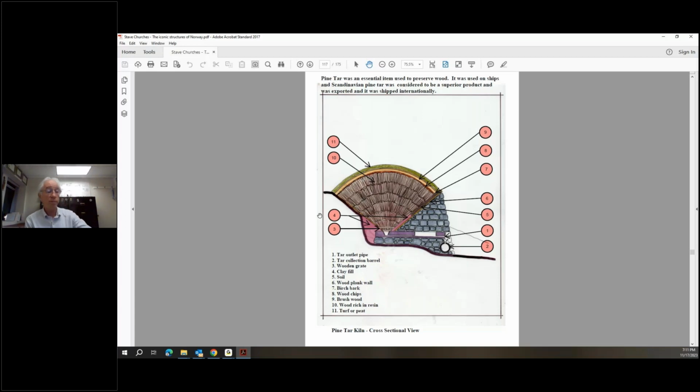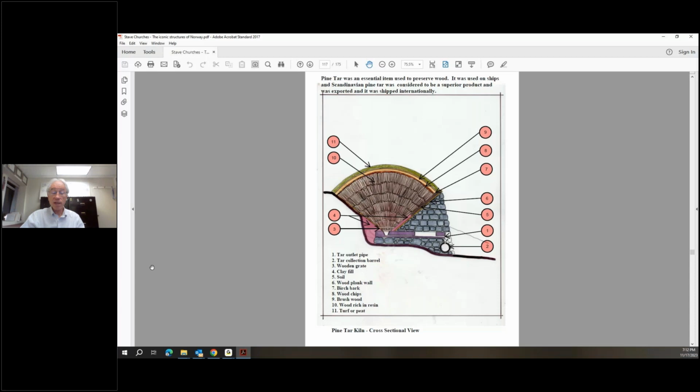So the Scandinavians, not just Norwegians, but the Finns and the Swedes and the Danes all utilized pine tar as a way to preserve things. They also did other things with it, but we won't discuss those here. They had many uses for pine tar. And the pine tar that came from Scandinavia was considered high quality. So it was an export good. They shipped it and traded with other countries.